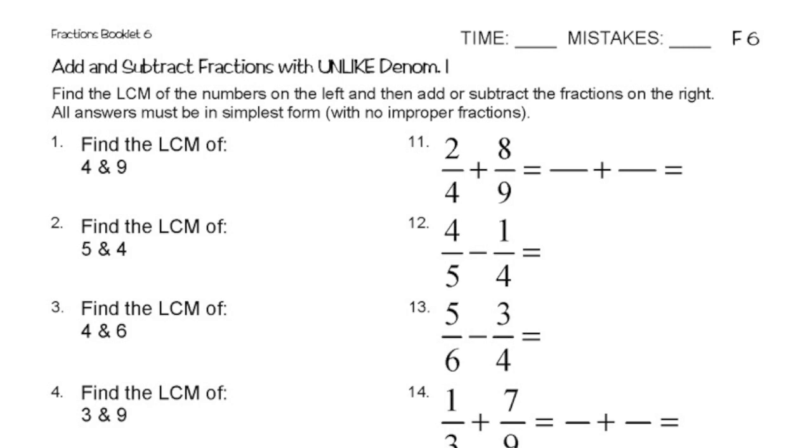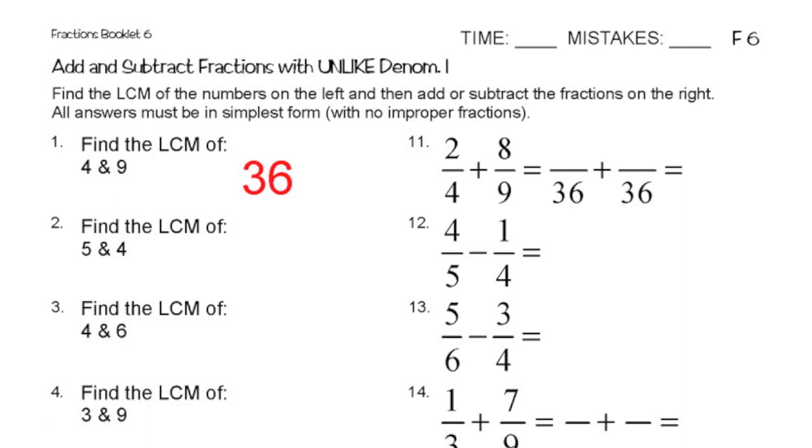Now, does 4 go into 9 evenly? No, it does not. And they don't have any common factors. So basically the fastest way to find it is just to multiply them in this case. 4 times 9 is just 36. So that's going to be your LCM. And whatever your LCM is also going to be your new denominator. So I'm going to go ahead and fill those in there.